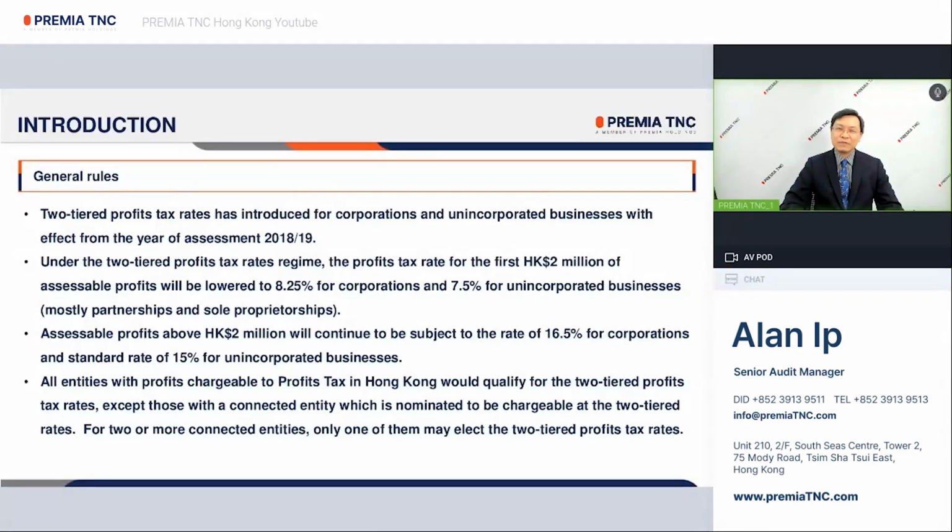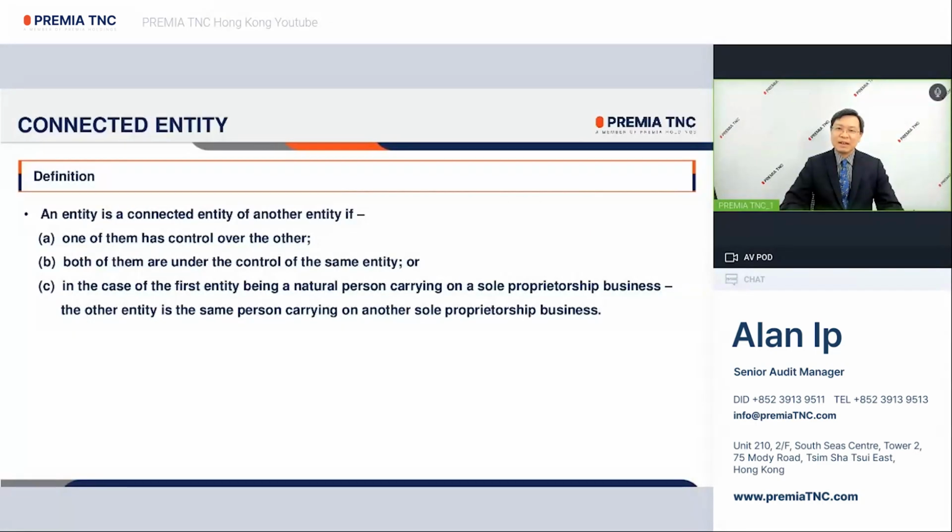All entities with profits chargeable to profit tax in Hong Kong would qualify for the two-tier profit tax rate, except those with a connected entity which is nominated to be chargeable at the two-tier rates. For two or more connected entities, only one of them may elect the two-tier profit tax rates. Let's discuss the connected entity.